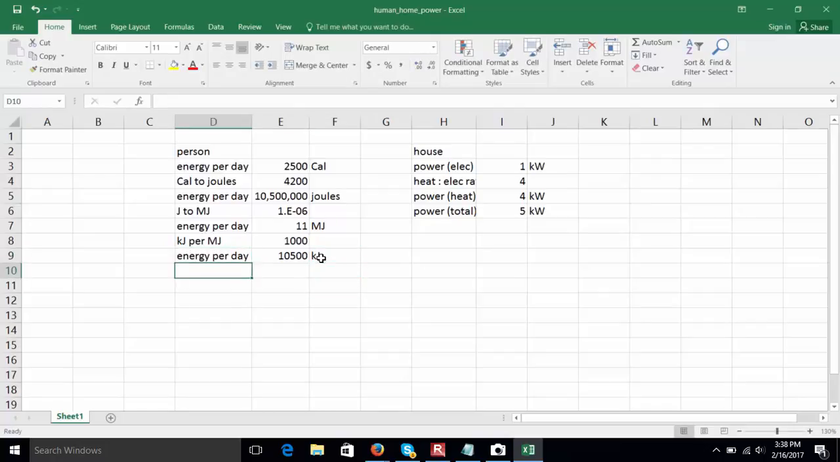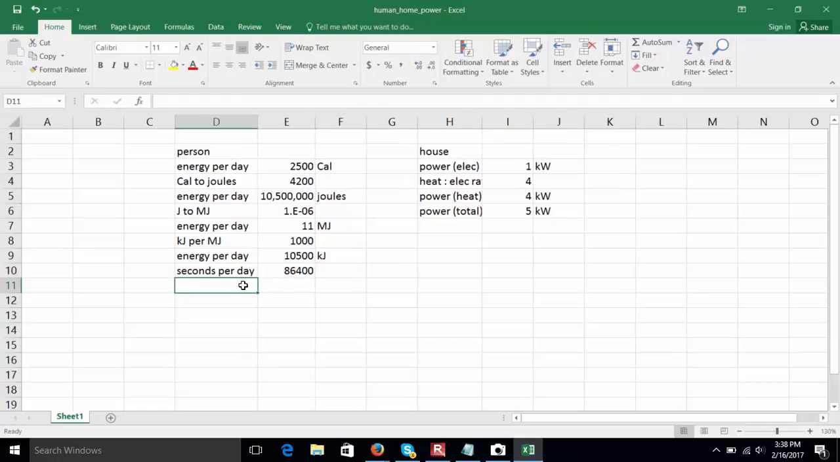Okay, so now let's do seconds per day, which equals 60 times 60 times 24. That's seconds per day. Use them wisely. And then we'll do average power.